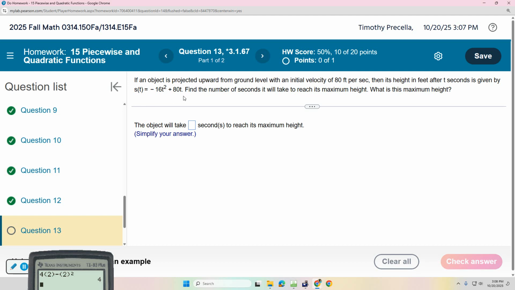If an object is projected upward from ground level with an initial velocity of 80 feet per second, then its height in feet after t seconds is given by s of t equals -16t squared plus 80t. Find the number of seconds it will take to reach the maximum height. What is the maximum height?